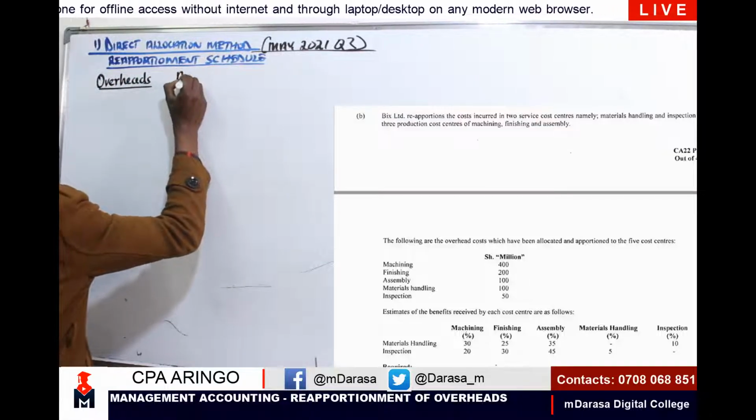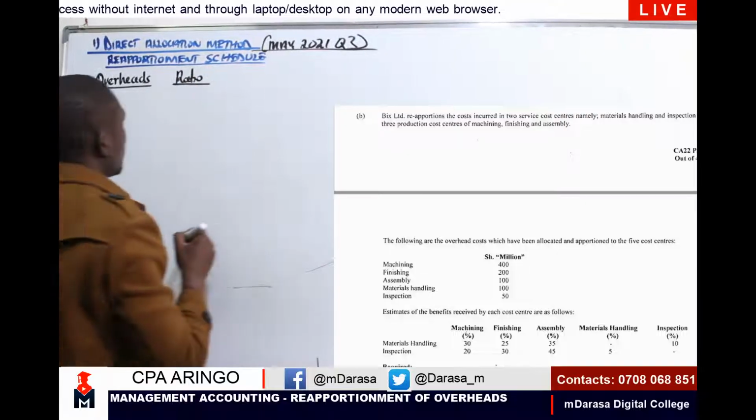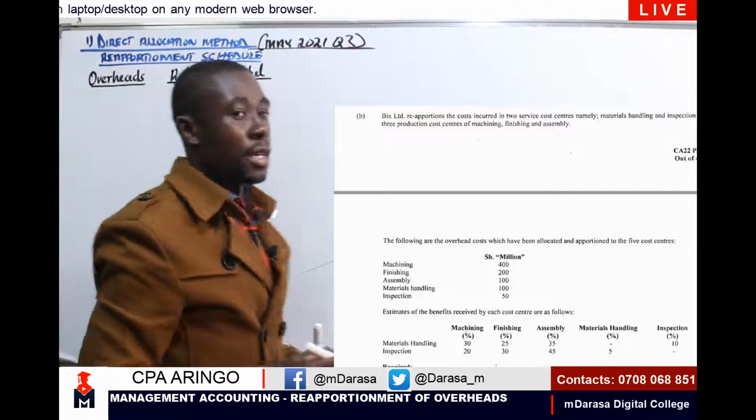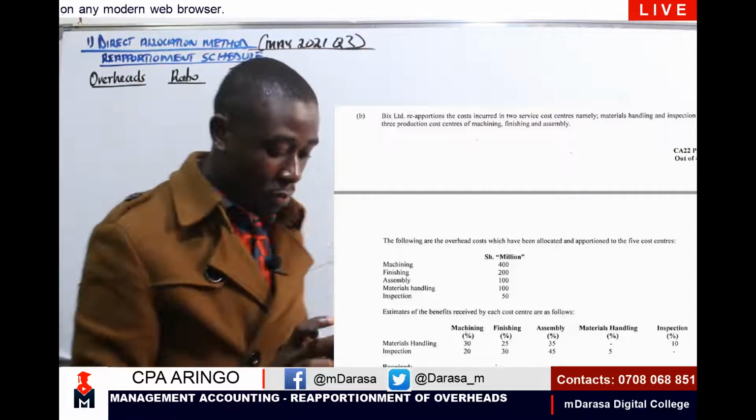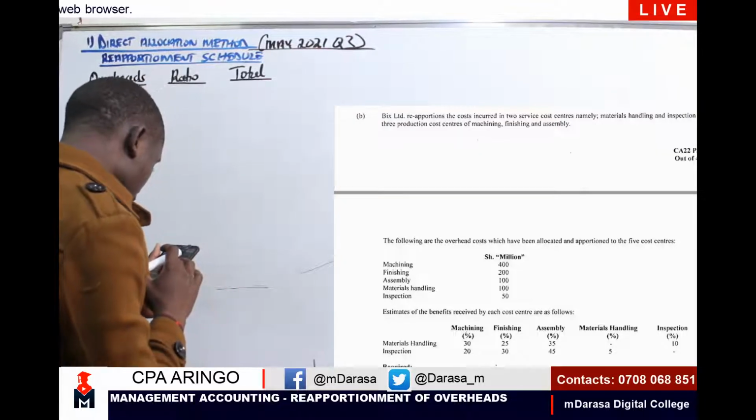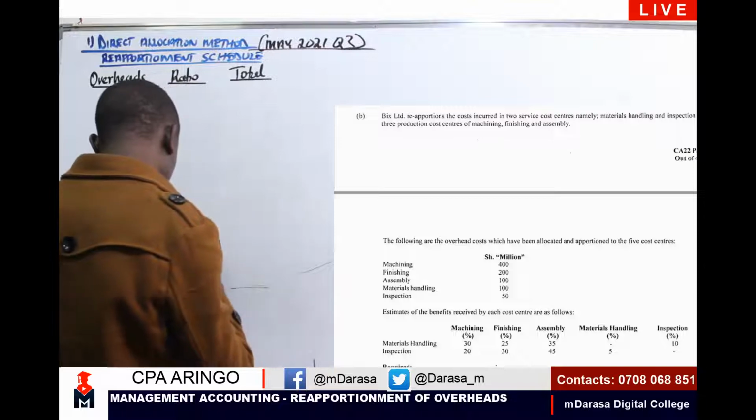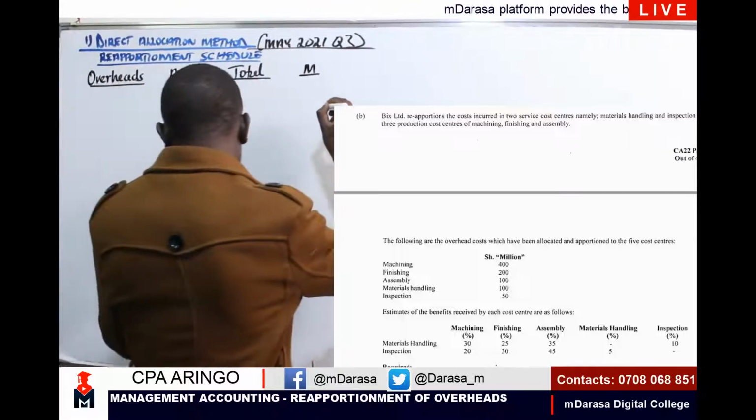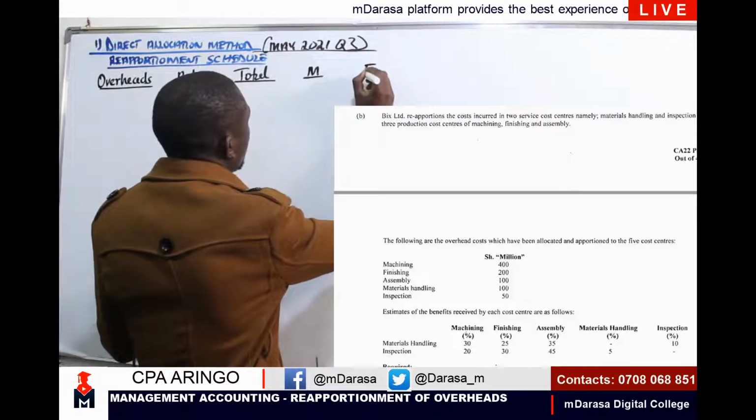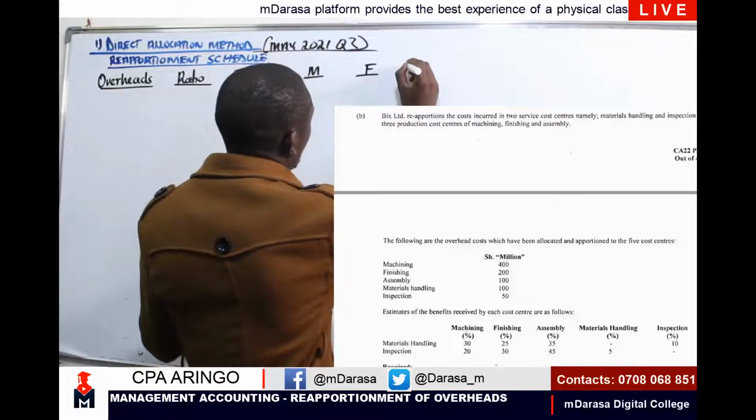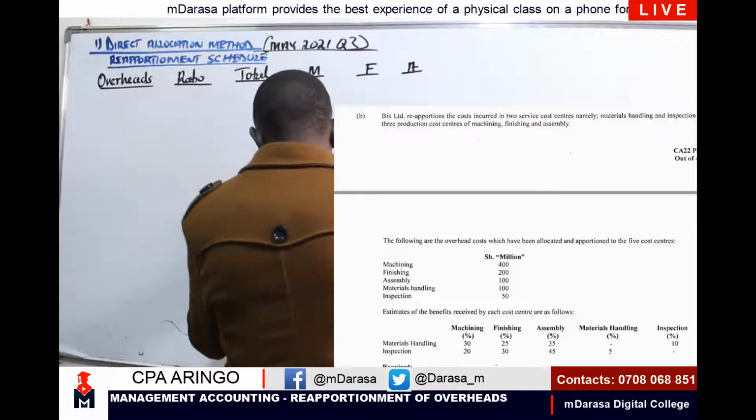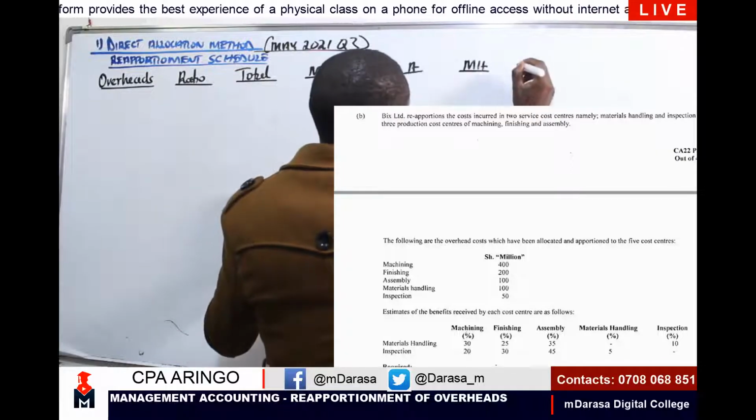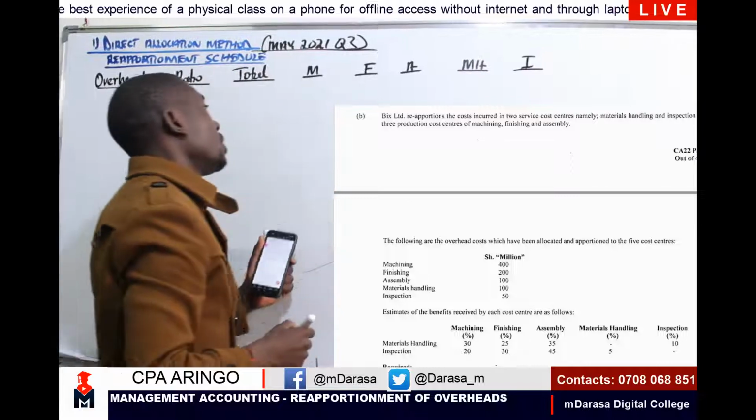I'm having our ratio at this point. Talk of our total. And I'm having our figures that I was given for each department. Let us talk of each department. Here I'm having machining. Allow me to use M representing machining department. Finishing, F to represent our finishing department. Assembly, A to represent assembly department. Materials handling, MH to represent material handling department. And inspection, I to represent our inspection department.